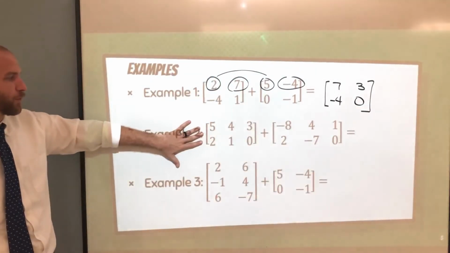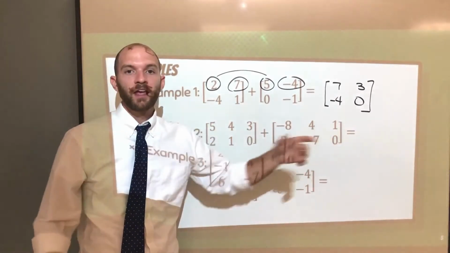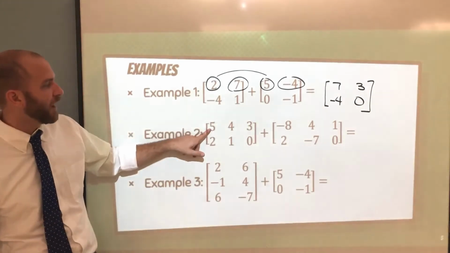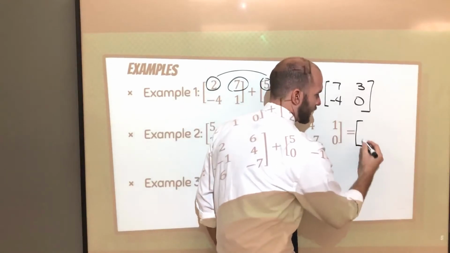We've got another example right here. Now this time we have a 2 by 3 matrix and a 2 by 3 matrix. Can we add those together? Sure we can. They're the same dimensions. So 5 plus -8 would give us -3. And we'll go ahead and draw our brackets.